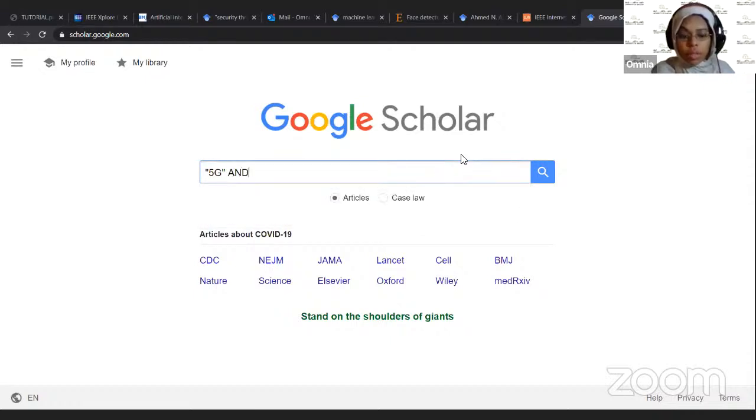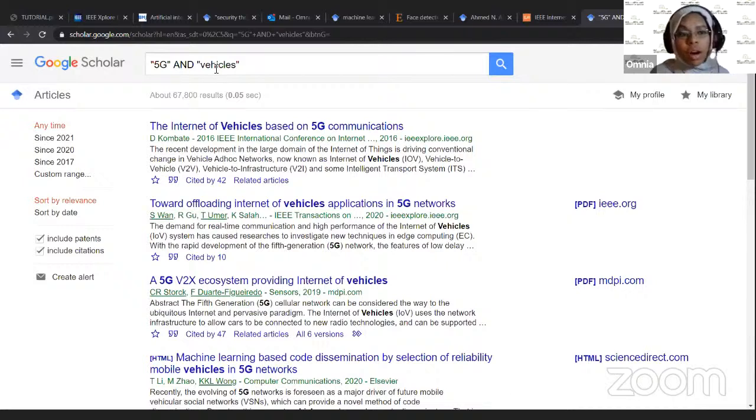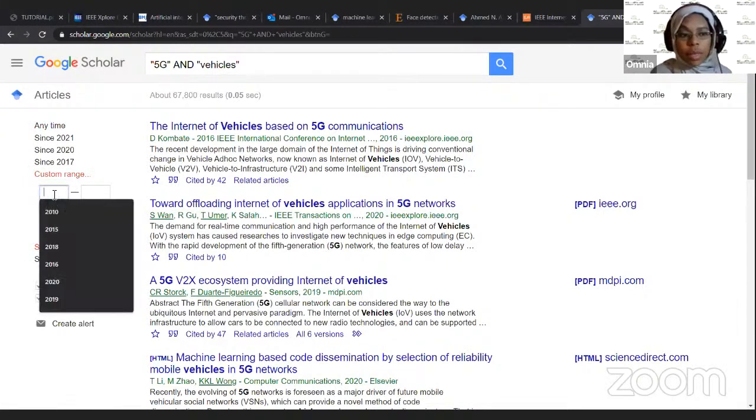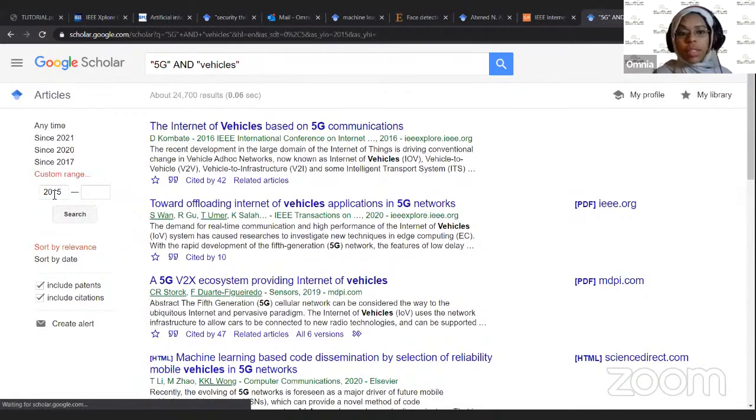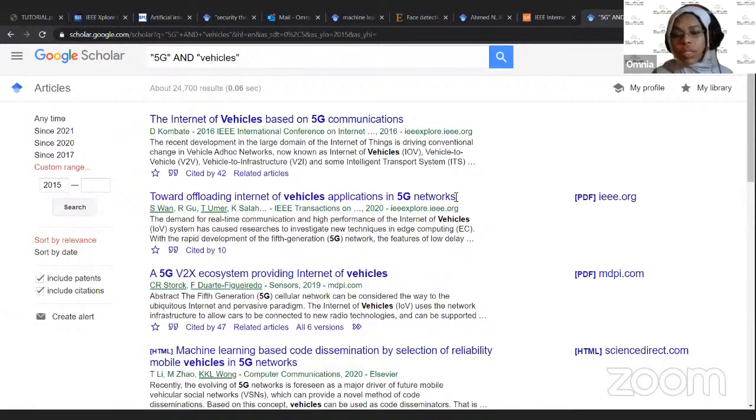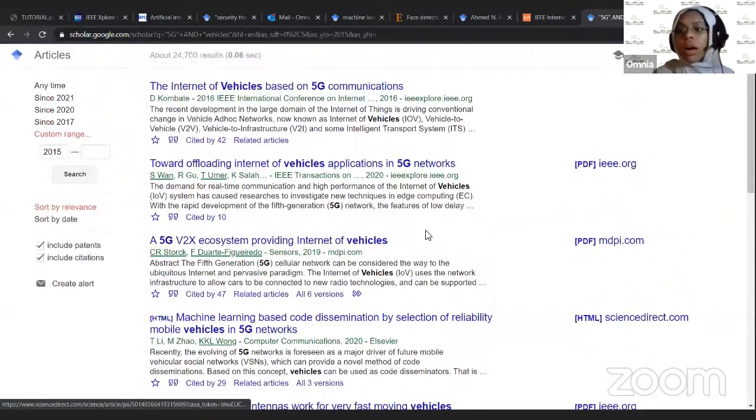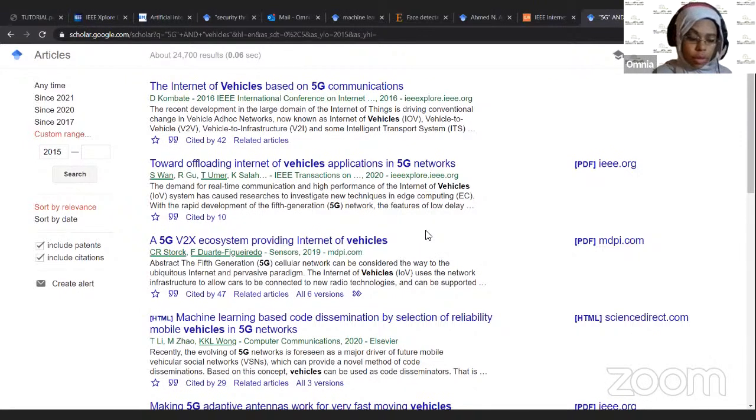So let's start by using these keywords and see what the results are. Here I'm using the operators as well, 5G and vehicles. Okay, so these are my search terms, and we can also set a specific date range, 2015. Here you can see the recent publications in this field. We have Internet of Vehicles based on 5G communication, and Toward Offloading Internet of Vehicles Applications in 5G. So there have been some applications in 5G and vehicles, and it seems that since 2016 there is some work, so maybe we can find research questions about that and have our SLR on this topic.